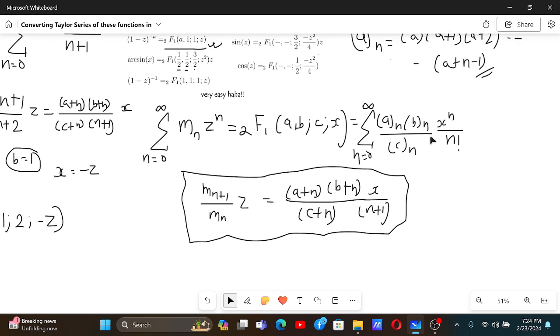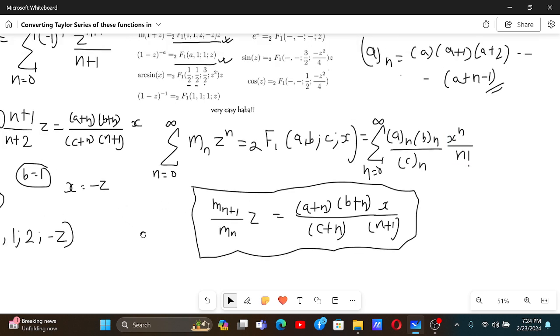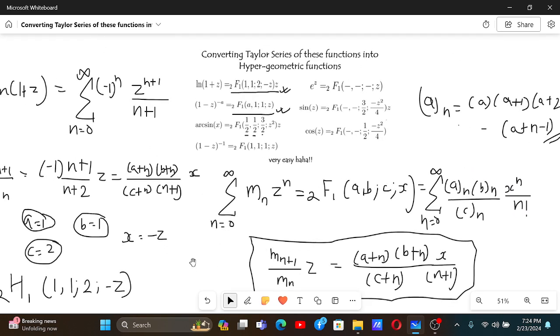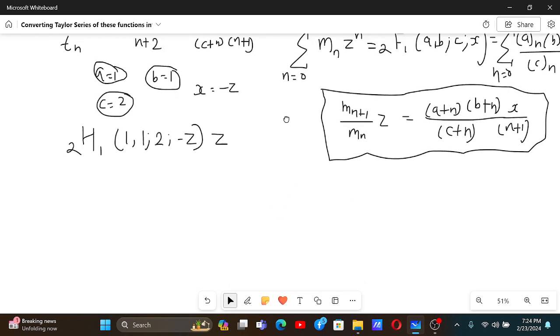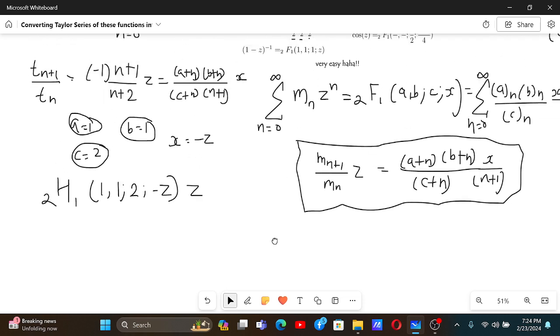So over here it starts from n equals 0. First of all, we will have minus z to the power 0, and that is just 1, but the log series starts from z itself. So over here we have n plus 1. That's why we also need to multiply this by z, so that we have z to the power n plus 1.